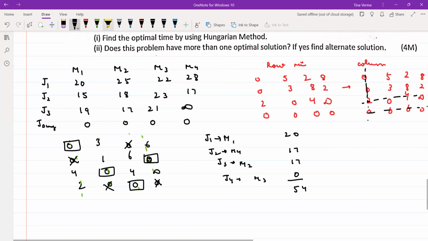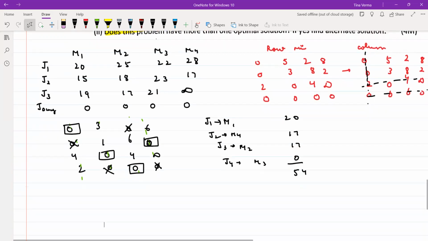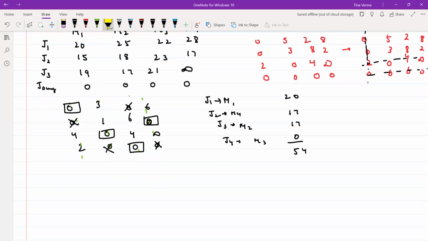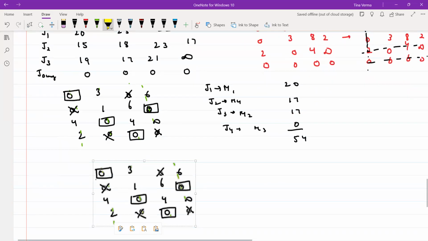And the second question is asking: does this problem have more than one optimal solution? What I have told you is that in every row you have zeros. So for selecting this zero, you have selected this zero, you can also select the other zeros. Then you will have more than one optimal solution, and that you have to find, right?